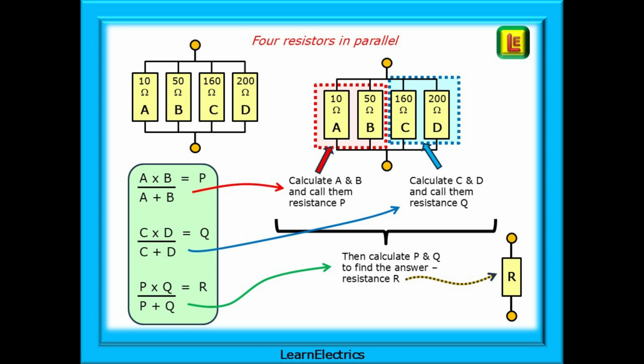Let's begin by labelling the 4 resistors A, B, C and D as shown. First, calculate A and B and call them resistance P. Then calculate C and D and call them resistance Q. We now have 2 temporary resistances, P and Q. Finally, we calculate P and Q together to arrive at the single resistance answer. Resistance R can replace the parallel resistances of A, B, C and D.